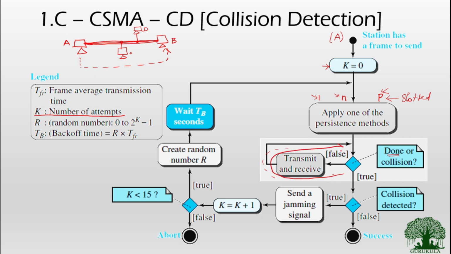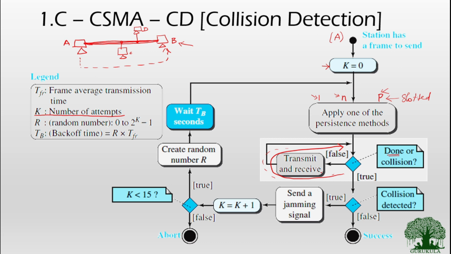So station A will keep on sending multiple frames, and it will be receiving multiple frames from the receiving station. Here in our case, the receiving station is B, as depicted in the example. So in case my transmission is done, then what will happen?